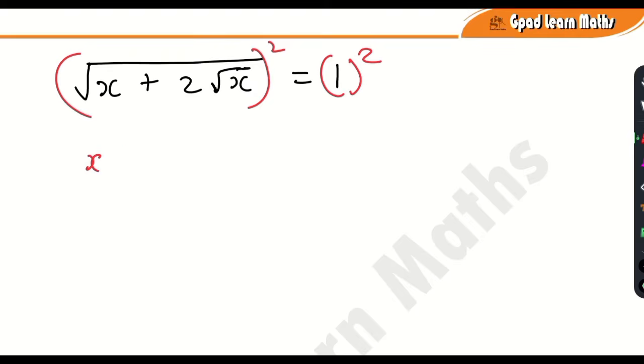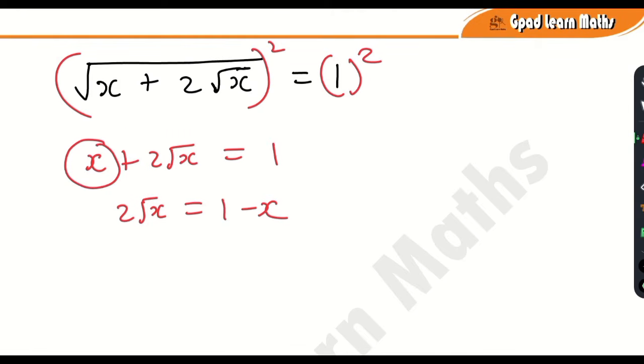So you have x plus 2 root x is equal to, what is 1 to the power of 2? That is 1. Because I want to get rid of this square root, I can move this x to the right hand side just to make it easy for me. So I'm going to have 2 root x is equal to 1 minus x. See what just happened? When I transposed x to the right hand side, it became negative x.